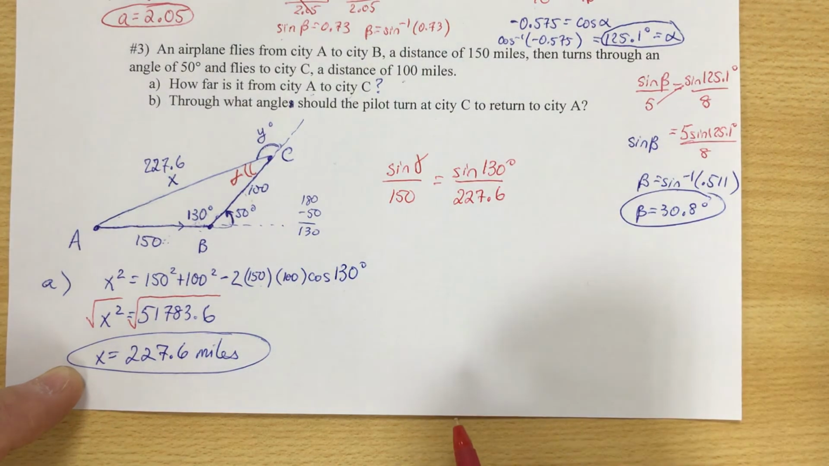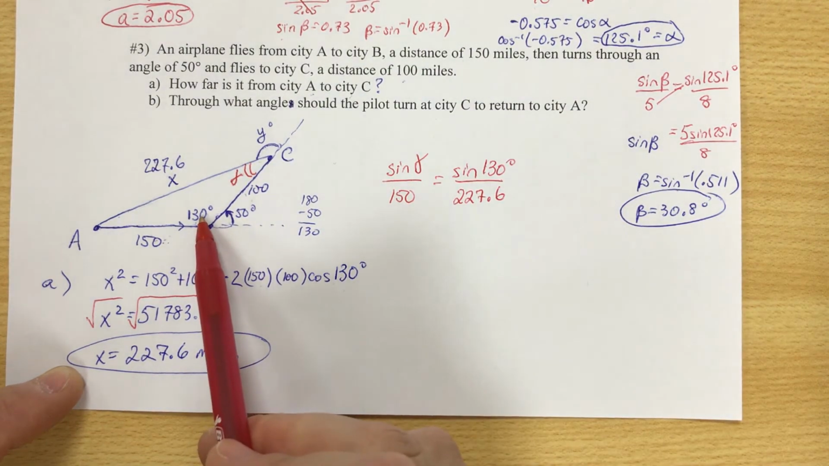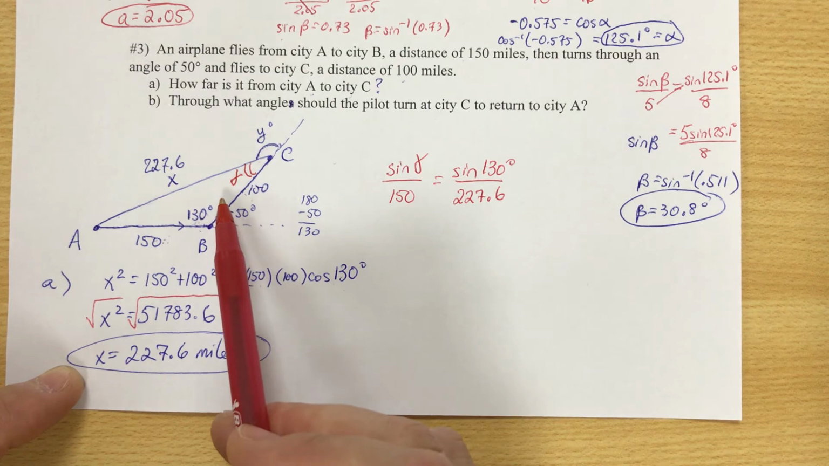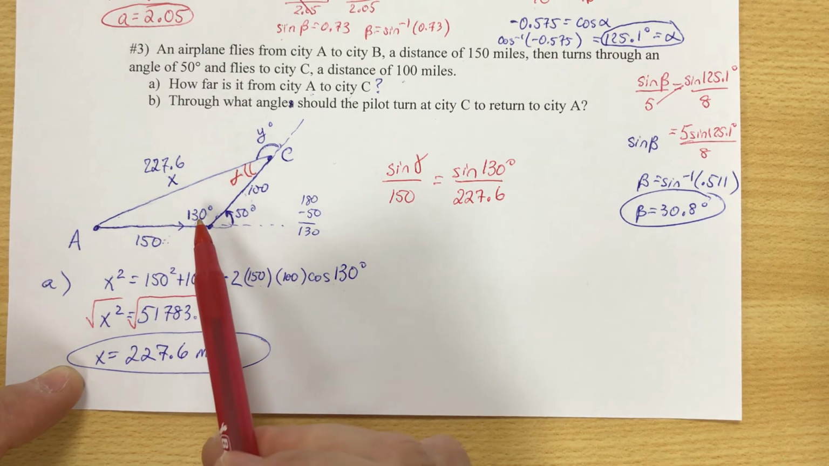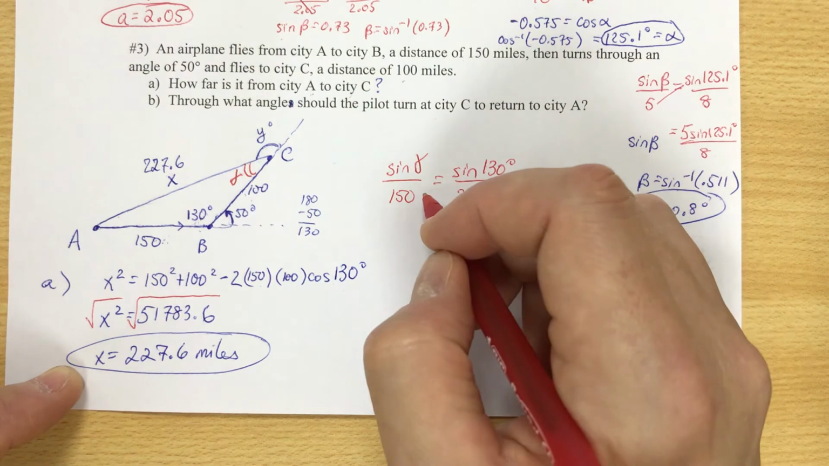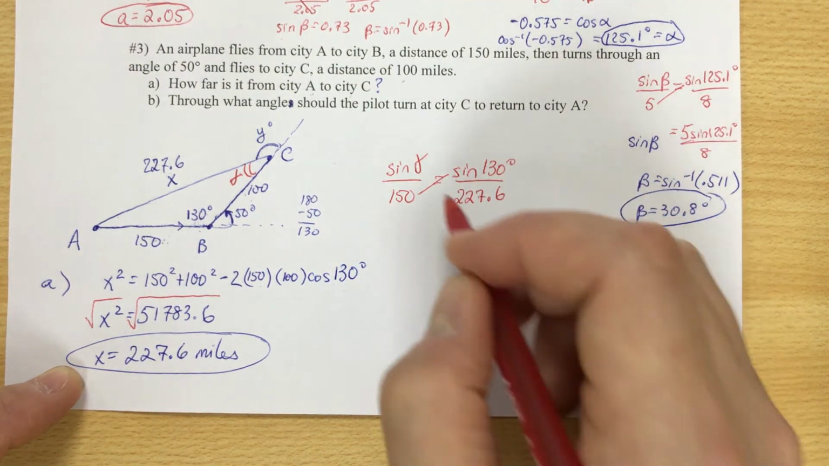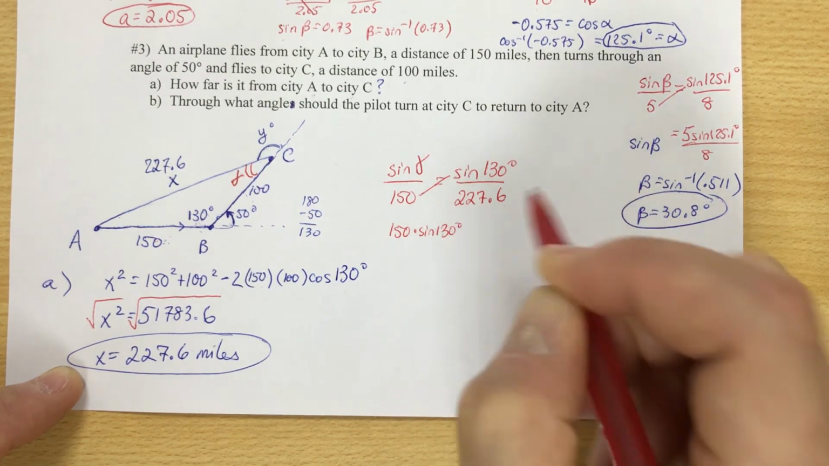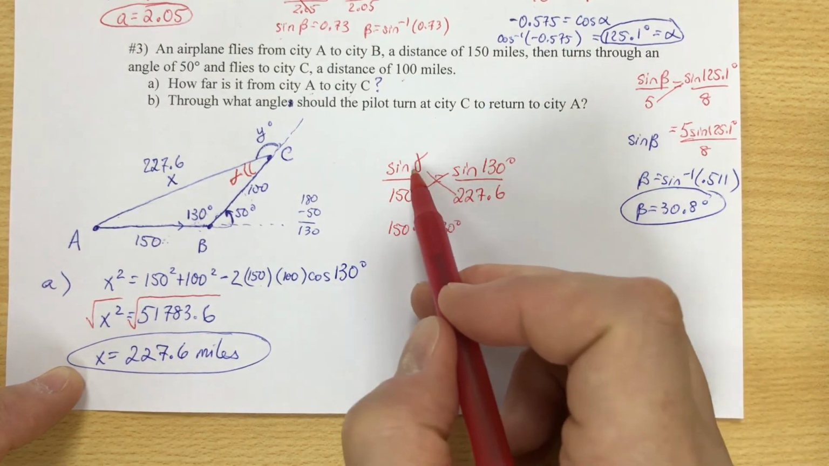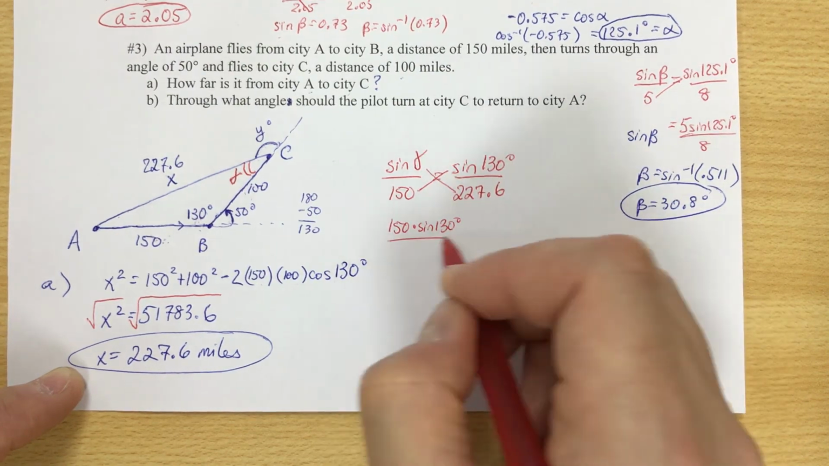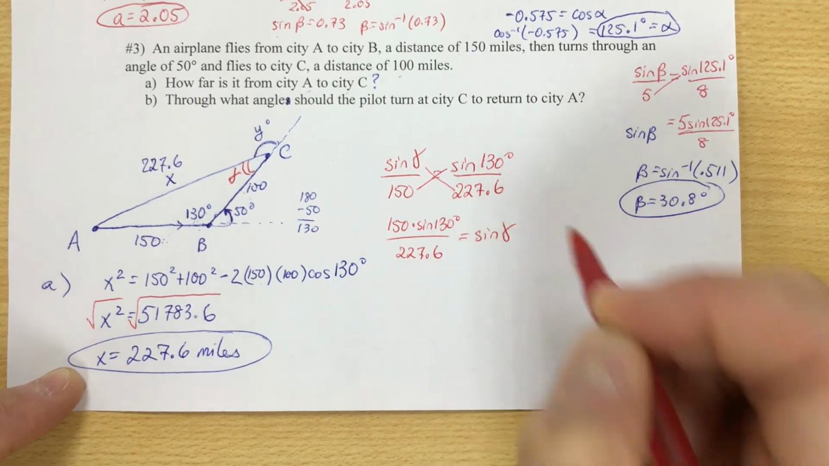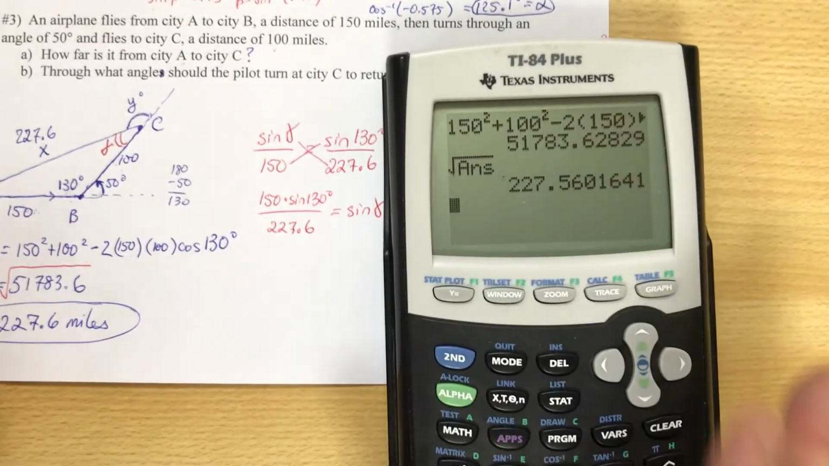227.6. Now the nice thing is, 130 has to be the biggest angle. That means this is less than 90, so we don't have to worry about the ambiguous case. If we weren't sure, then I would do the law of cosines. All right, now we're going to cross multiply. So we're going to take 150 times the sine of 130 degrees. We're going to take 227.6 times the sine of gamma, but then we're going to divide by 227.6. So I'm just going to do that at the beginning. And now it's a calculator problem.